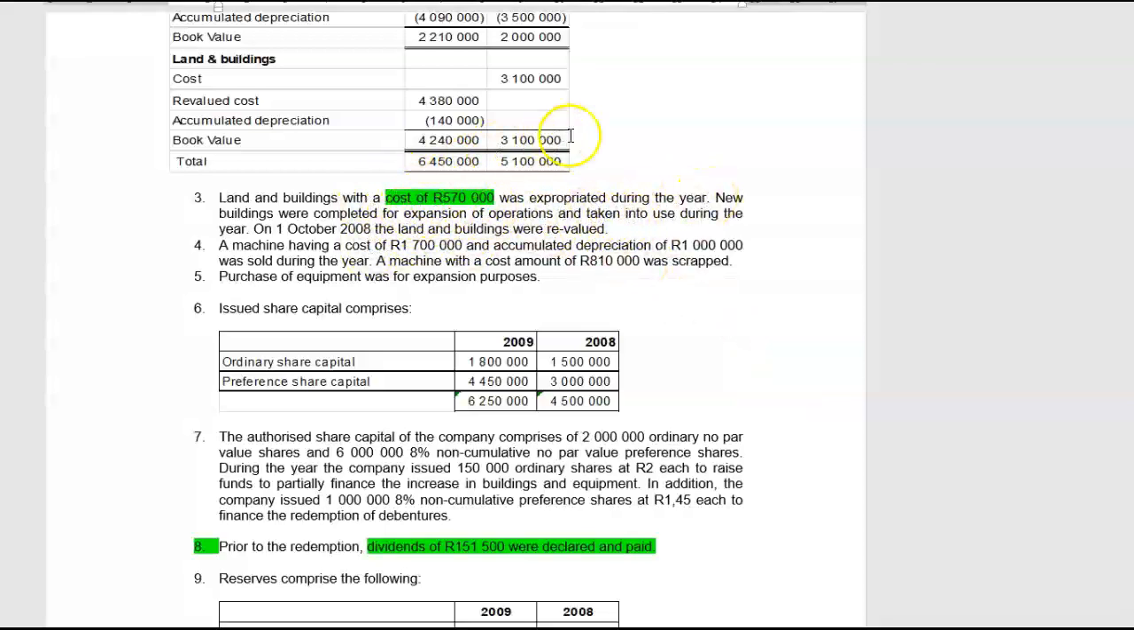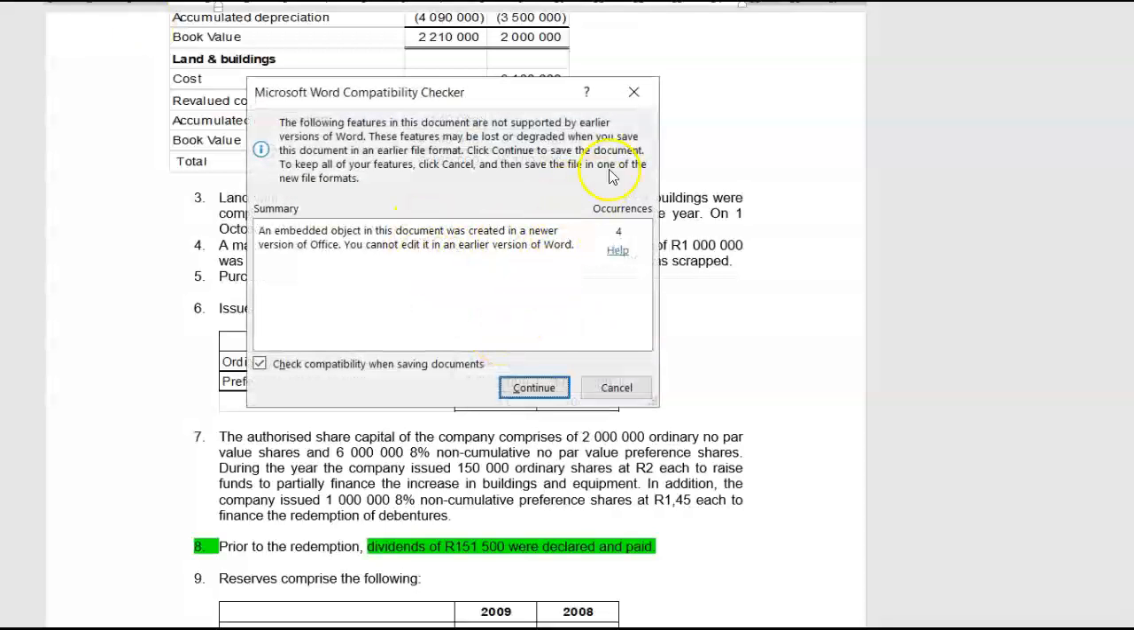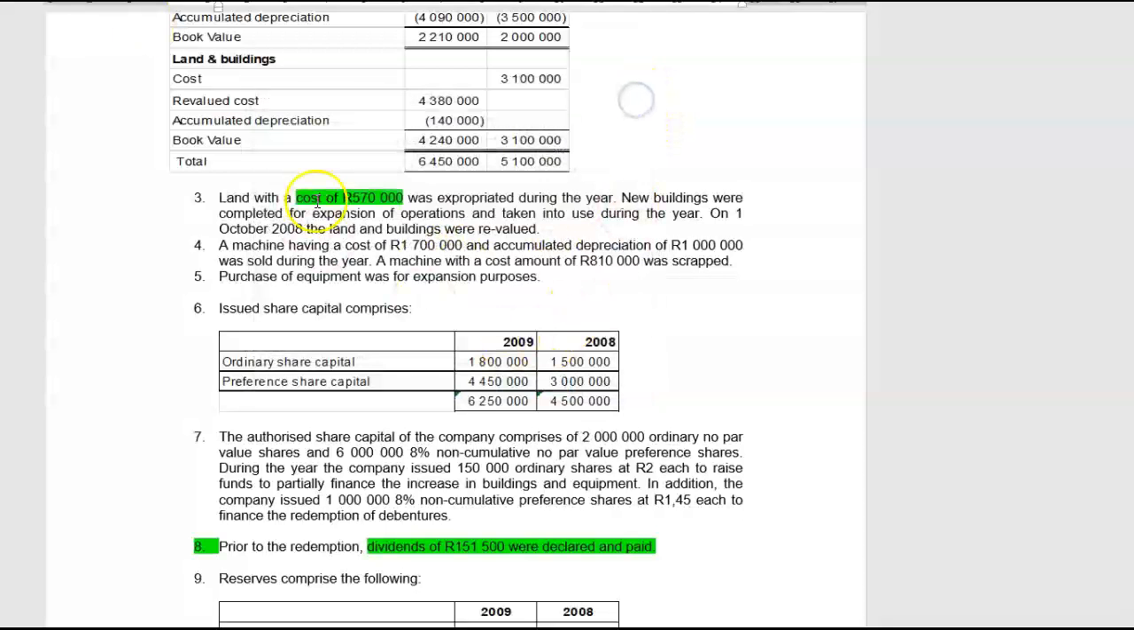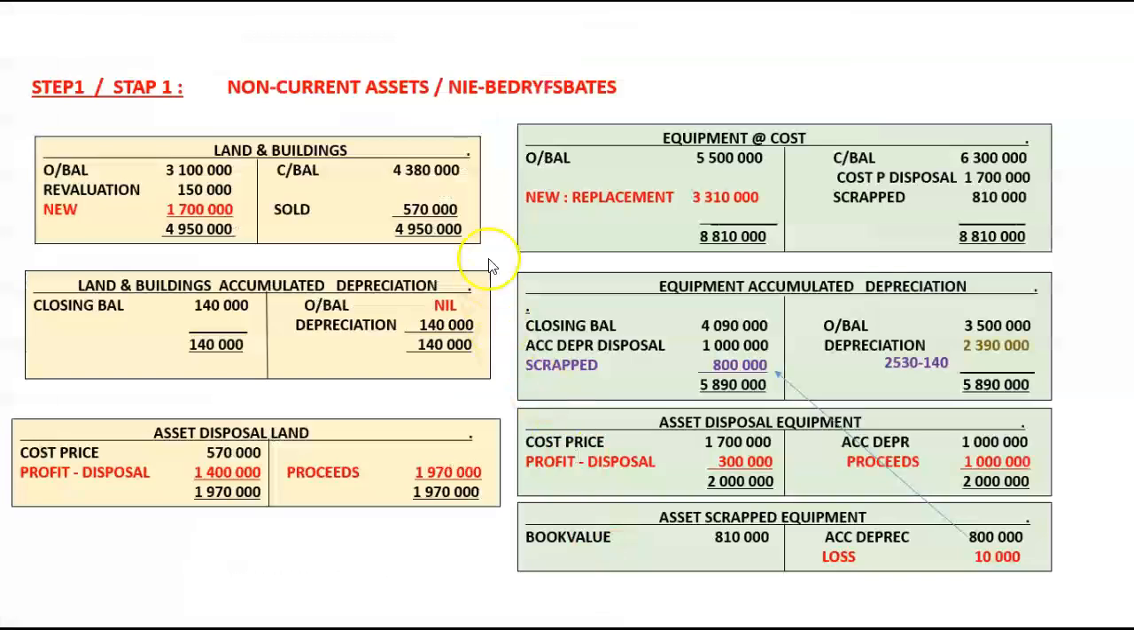Land and buildings. Now we're in the past, we have written off depreciation. They should have said that land with a cost of 570,000 was expropriated during the year. Good. So what happens now? We have to take out that land which was expropriated, 570,000, and take it to the asset disposal account on the land account, 570,000.